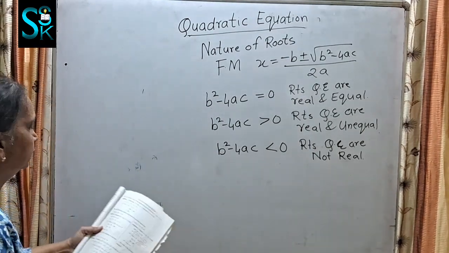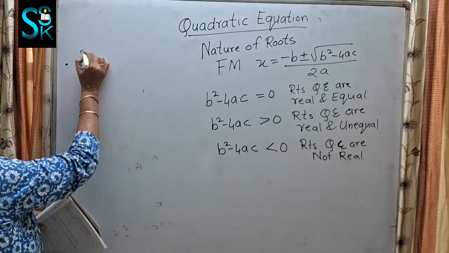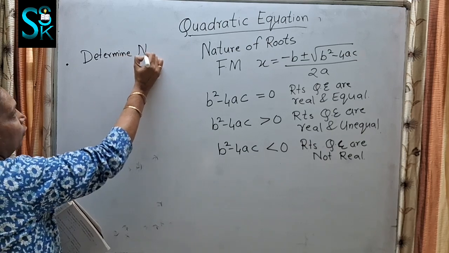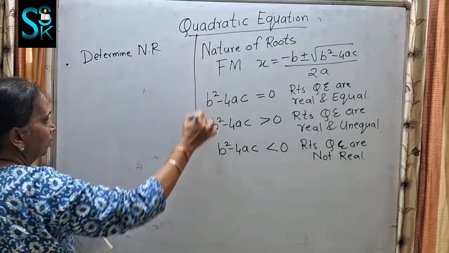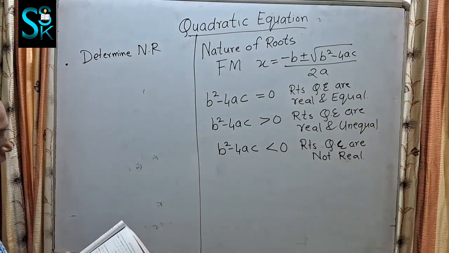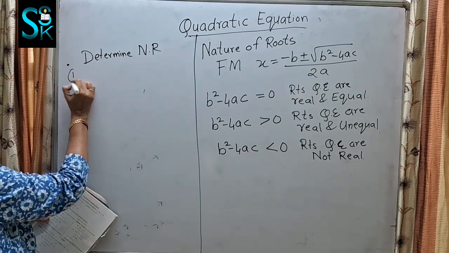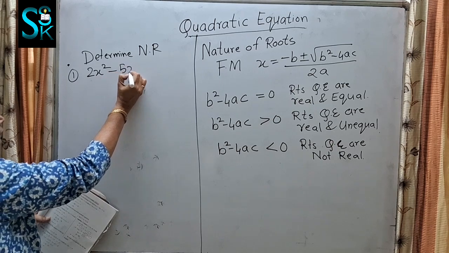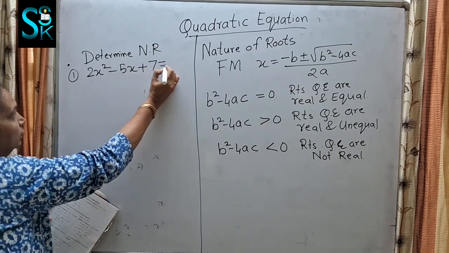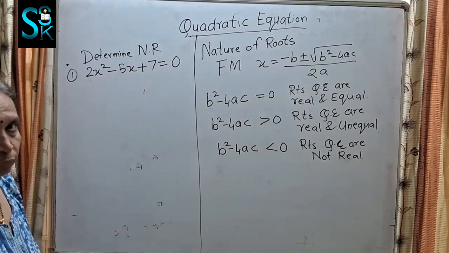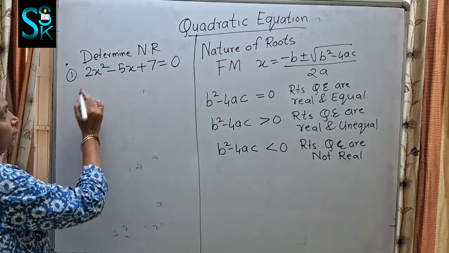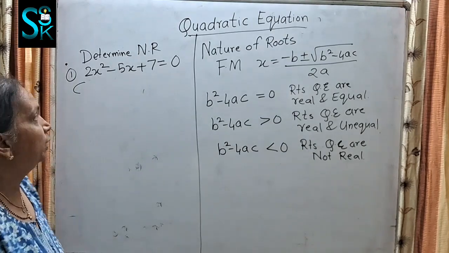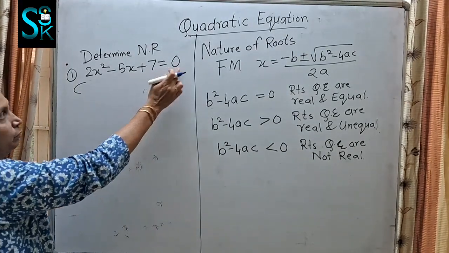Okay, the first one, the question will be: determine the nature of roots. The first example we will take is 2x square minus 5x plus 7 is equal to 0. So here, just like the formula method, first you are going to see whether it is in standard form. Yes, it is in standard form, ax square plus bx plus c is equal to 0.